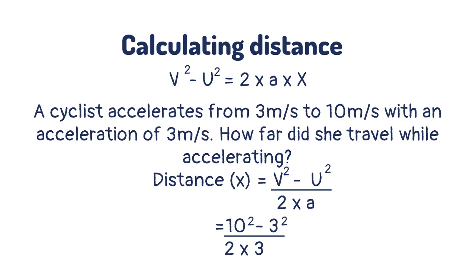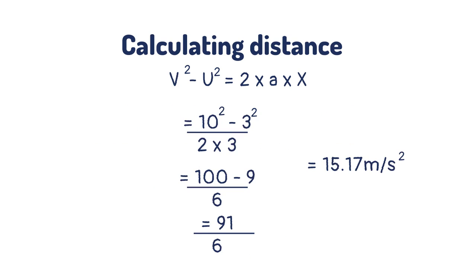To find the distance, rearrange as shown and then substitute the numbers into the equation. Here distance equals the final velocity squared minus the initial velocity squared, all divided by the acceleration multiplied by 2. This gives 10 squared minus 3 squared divided by 2 times 3. This gives 100 minus 9 divided by 6, which gives an answer of 15.17 meters. You must remember your units.